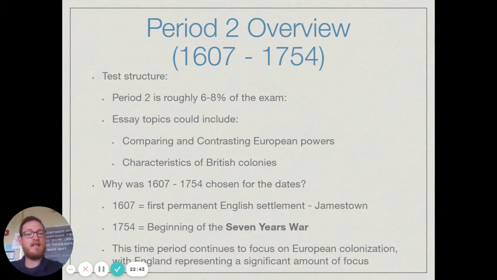Again, this period continues to focus on European colonization, and England is going to be the significant focus with this, because you're going to see once the English get a foothold here and you start having more English come into the New World, into what would later become the United States, that they are quickly going to dominate the East Coast and dominate early American history.